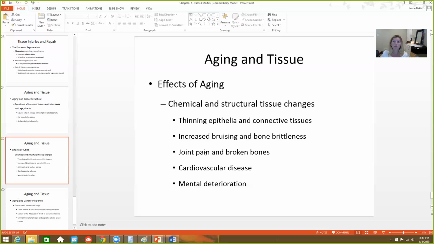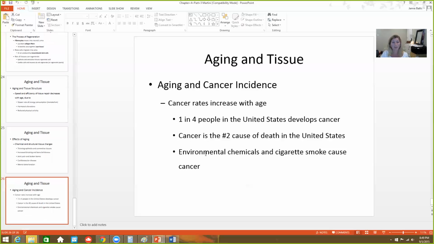Cardiovascular disease, mental deterioration, all resulting from aging. Cancer is also going to increase. 1 in 4 United States citizens will develop cancer, which is unfortunate. It's actually the number 2 cause of death, though. What's the number 1 cause of death? Heart disease. Heart disease is the number 1 cause of death, which is mostly preventable, which is kind of a crazy thing. Cancer can be preventable too. There's like environmental factors, as well as like behaviors like smoking cigarettes, that can contribute to cancer. But cancer has a huge genetic component as well.